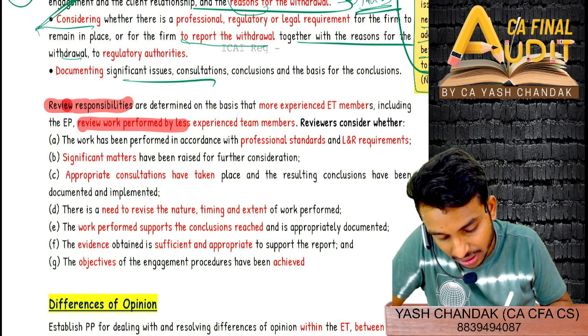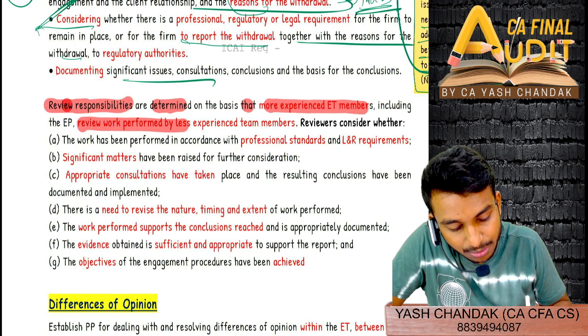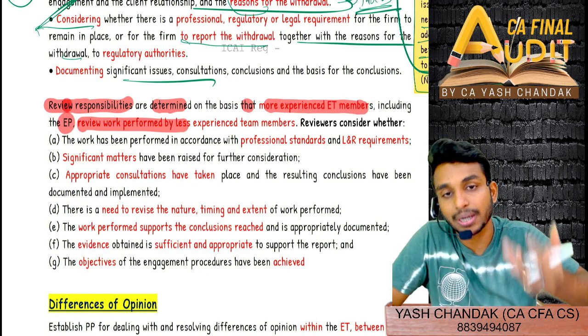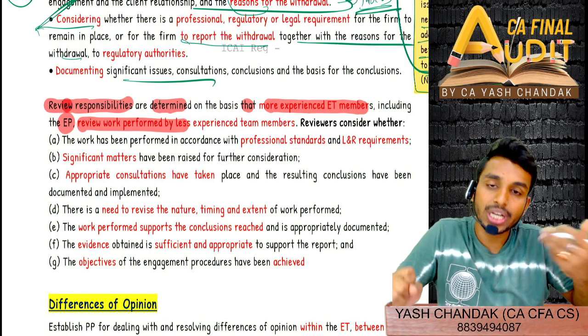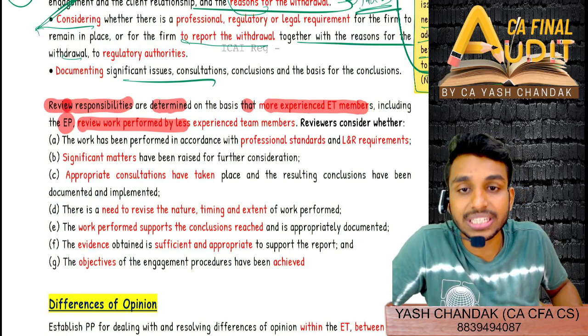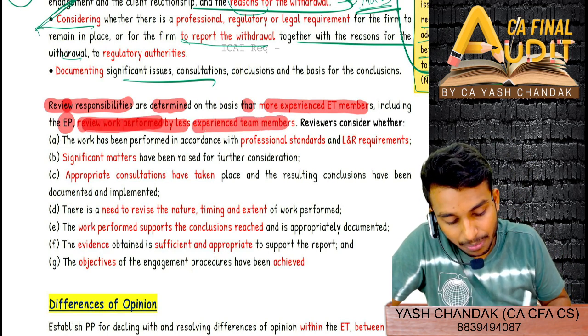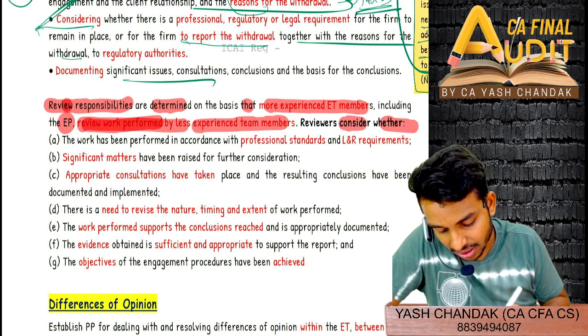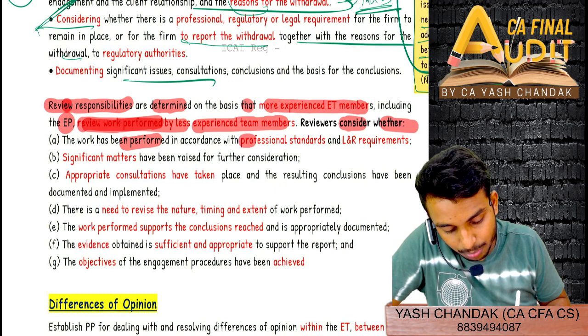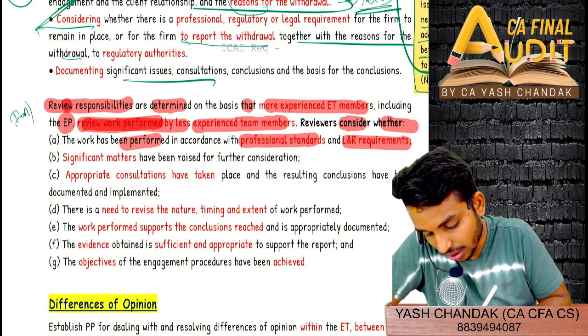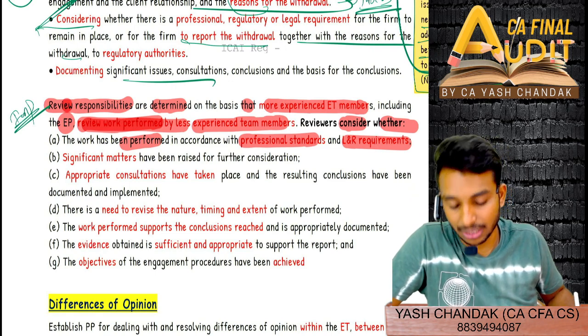So review responsibilities are determined on the basis that more experienced engagement team members, including the engagement partner, review work performed by less experienced team members. It could be the engagement partner or a manager or director, we don't know. The reviewer considers whether the work has been performed in accordance with professional standards and legal and regulatory requirements. Very, very important question again. This has been asked in the exam, I believe.